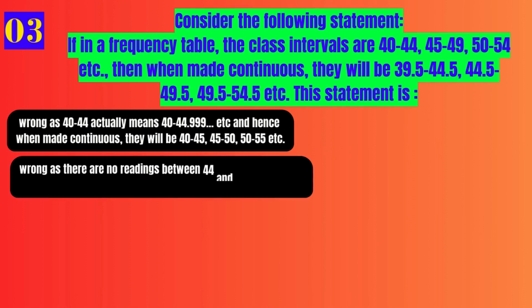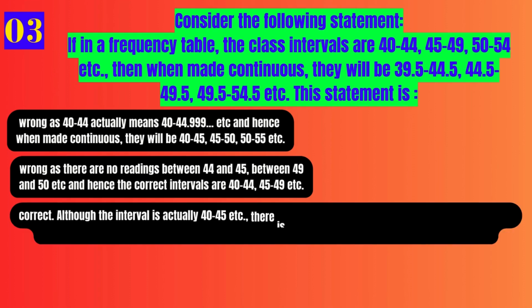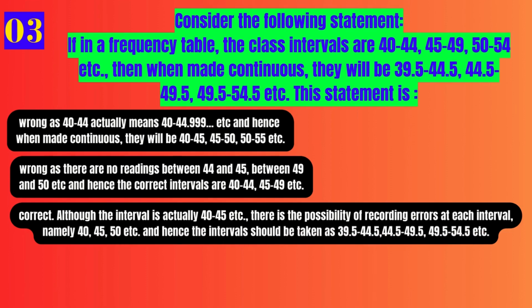Wrong as there are no readings between 44 and 45, between 49 and 50 etc., and hence the correct intervals are 40 to 44, 45 to 49 etc. Correct. Although the interval is actually 40 to 45 etc., there is the possibility of recording errors at each interval, namely 40, 45, 50 etc., and hence the intervals should be taken as 39.5 to 44.5, 44.5 to 49.5, 49.5 to 54.5 etc.